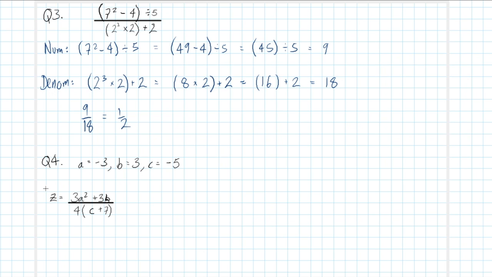Question 4 now. This is quite interesting because we have a bit of algebra going on and we have some substitutions to be made. So we have z equals 3a squared plus 3b, all over 4 brackets c plus 7. What we can do is substitute these in straight away and do 3a, which is minus 3, squared, plus 3b, which was 3, all over 4c, c was minus 5, plus 7.